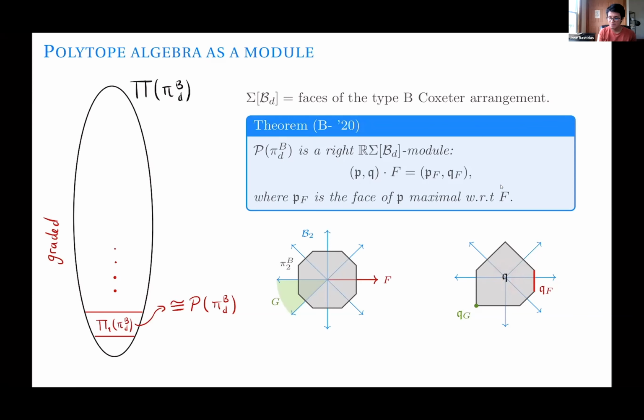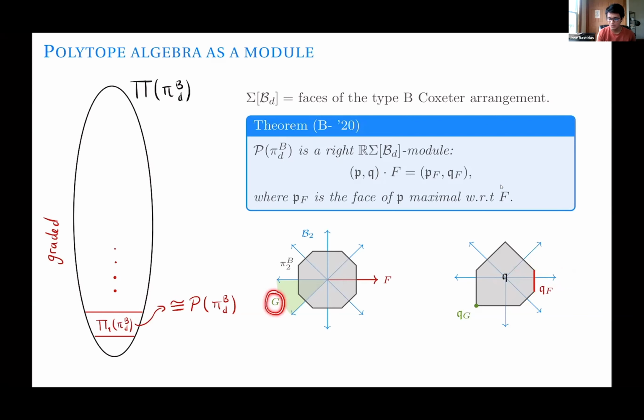Here I have Q, and I'm going to act with a face of, if you want, the normal fan of the type B permutahedron, or equivalently, a face of the Coxeter arrangement of type B. This is a hyperplane arrangement, and I see some cones in this arrangement, like this two-dimensional cone or this one-dimensional cone. And these cones act on the deformations of the polytope. And the way that they act is I pick a face, I pick a vector in the interior of the face, and I look at what's the face of that deformation that is maximal in that direction. So in this case, I'm just considering, okay, what's the face that is farthest away in this direction? And in this case, it's this segment right here.